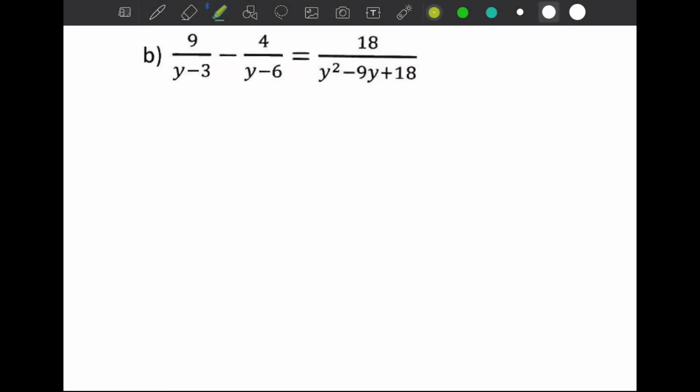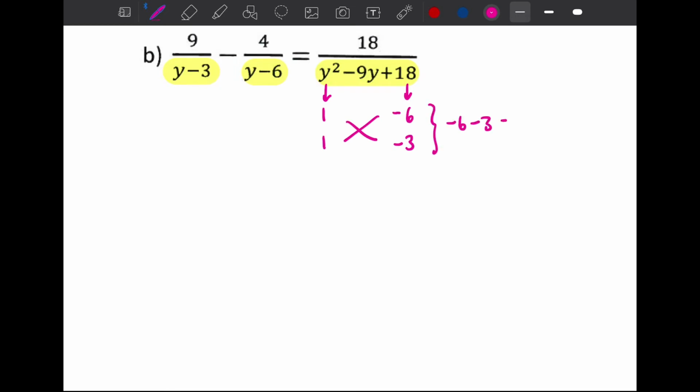Part B. We have 3 denominators. They all look quite different. Let's try factoring first. This denominator can be factored with 1 by 1 and 6 by 3. And I need both negative. So when we cross multiply, we get negative 6 minus 3, which is negative 9, which matches with this. So we're good. So let's just rewrite this portion. We have y minus 6 times y minus 3 on the denominator and 18 on the top.